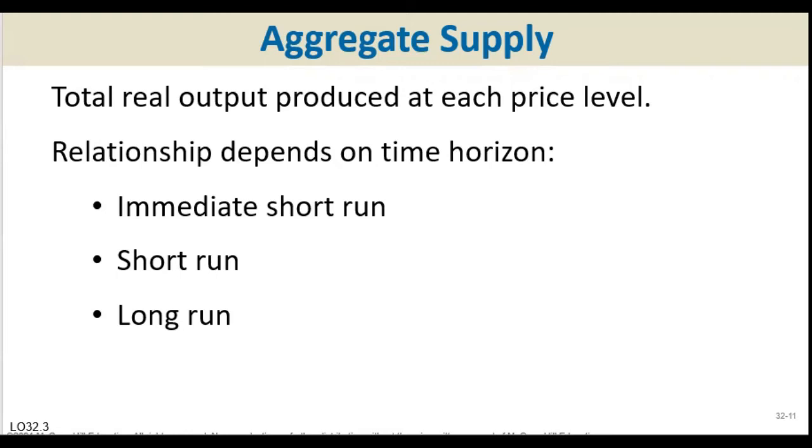In the short run, input prices are still fixed, but output prices become variable. In the long run, everything is variable. Right? In the long run, input and output prices can vary. So we're going to look at each time horizon and see how the output and the prices are determined.